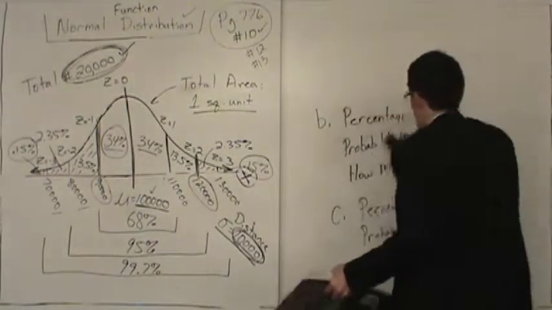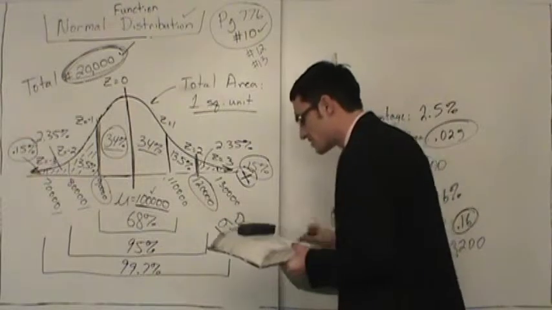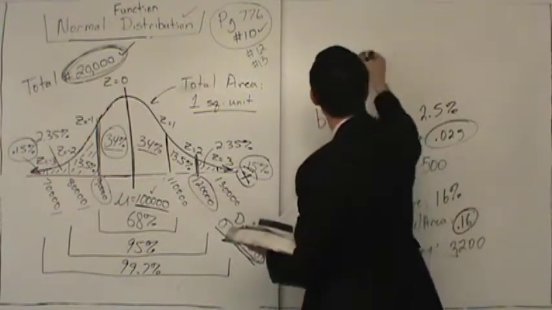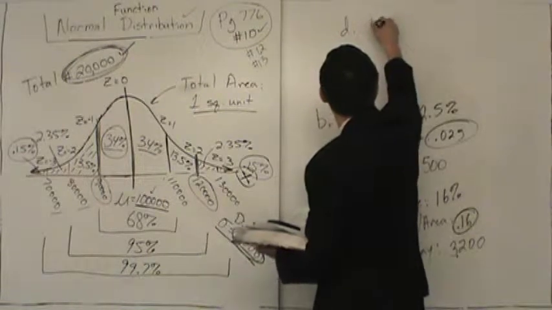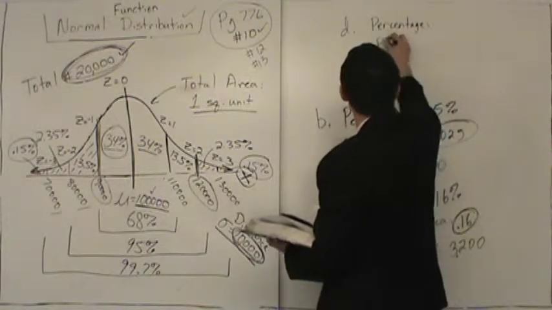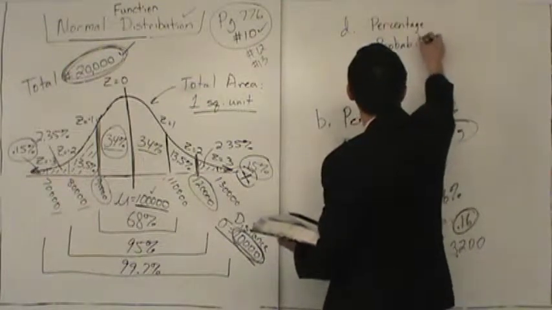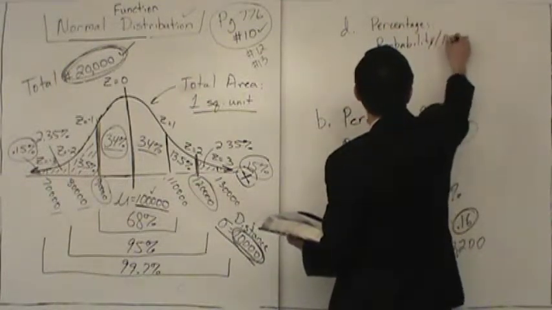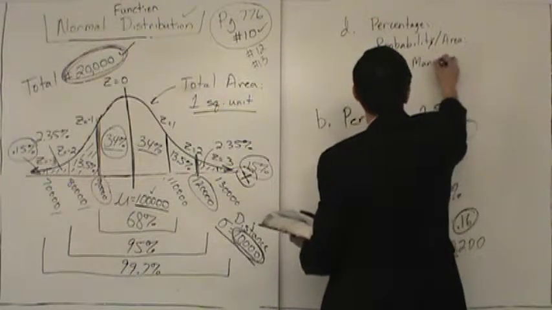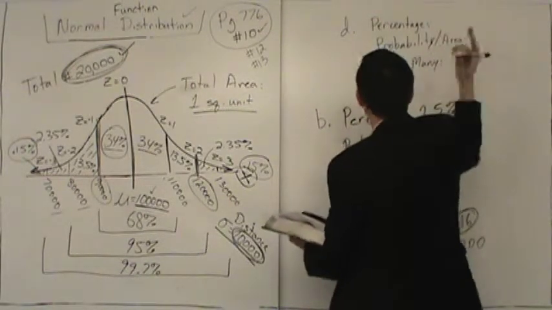Question D says, what is the probability? Guys, are we finding just probability? No. We're finding three things. What is this? Percentage. What else? Probability, slash area. And what else? How many? So percentage, probability slash area, or how many.